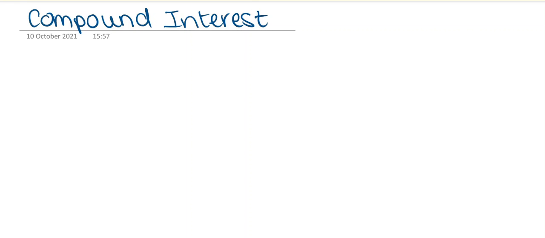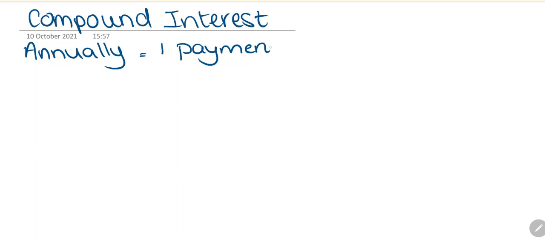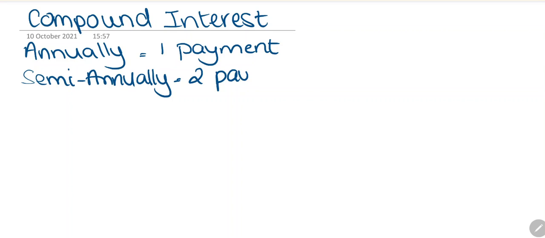So compound interest. We're going to look at a few questions. But first of all, we need to understand a few terms, the number of payments. So annually. If you're paying something annually, you're going to pay in one payment. Semi-annually, you're going to make two payments, every 6 months.